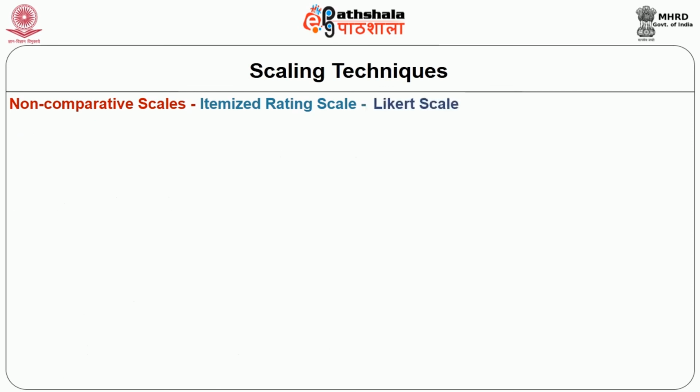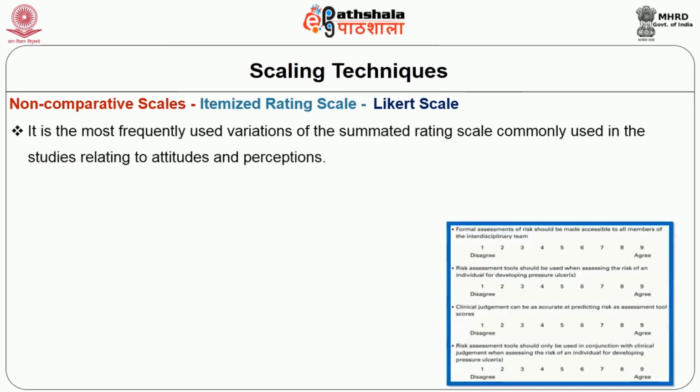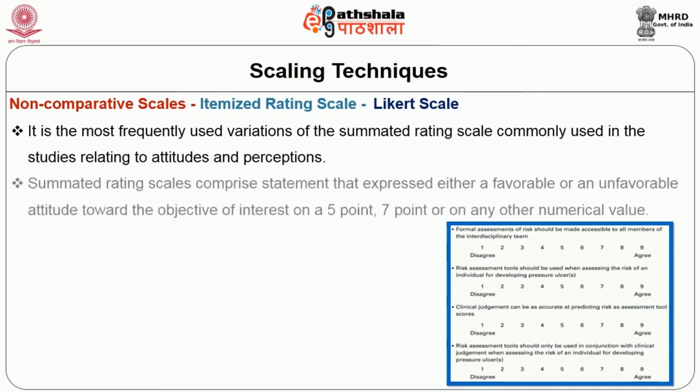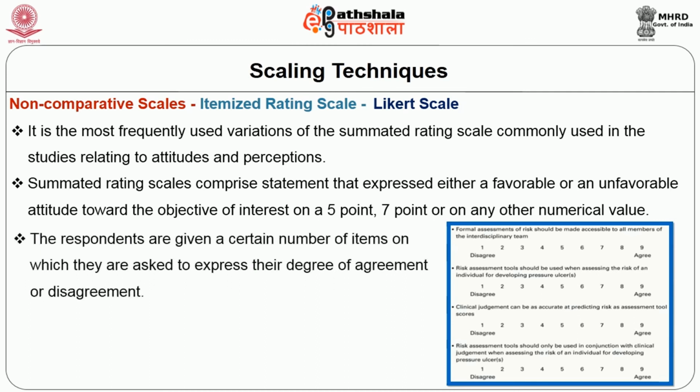The commonly used itemized rating scales are Likert scale. The Likert scale is the most frequently used variations of the summated rating scales, commonly used in the studies relating to attitudes and perceptions. Summated rating scales comprise statements that express either favorable or an unfavorable attitude towards the object of interest on a 5-point or 7-point or any other numerical value. The respondents are given certain number of items or statements on which they are asked to express their degree of agreement or disagreement.